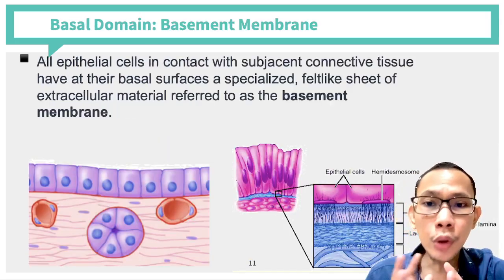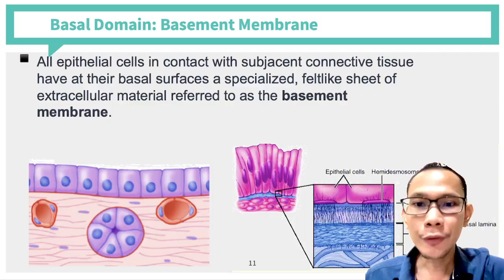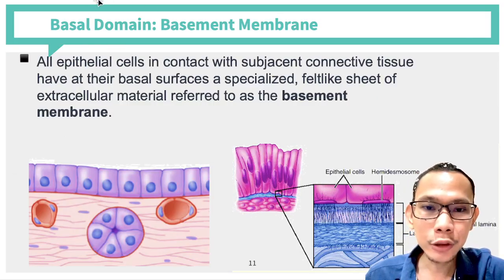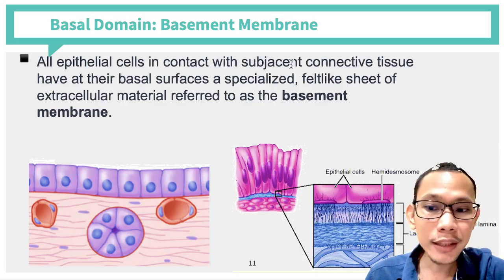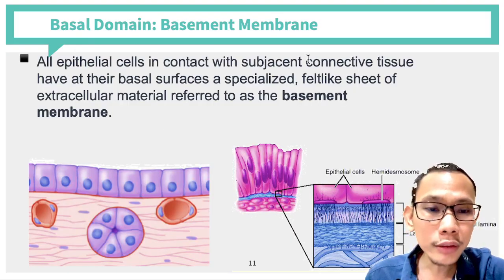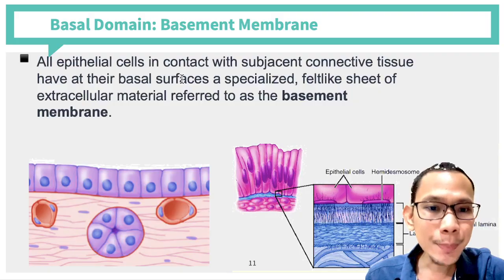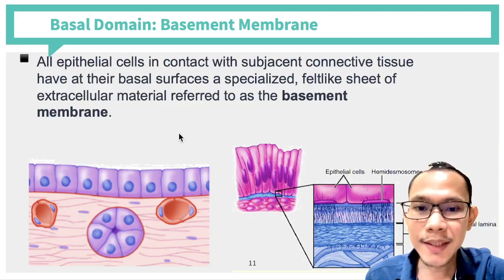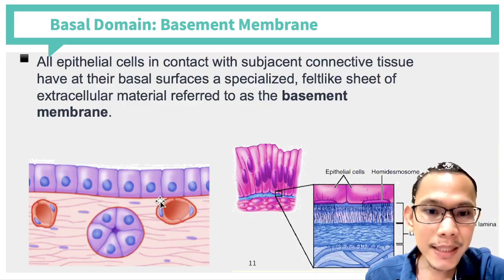Right now, we will go directly to the specifics of your different polarity. First, we just discussed your basal domain, referring to your basement membrane. Now, all epithelial cells are in contact with subjacent connective tissue and have, on their basal surfaces, a specialized felt-like sheet of extracellular material referred to as your basement membrane. This red portion here refers to your basement membrane.